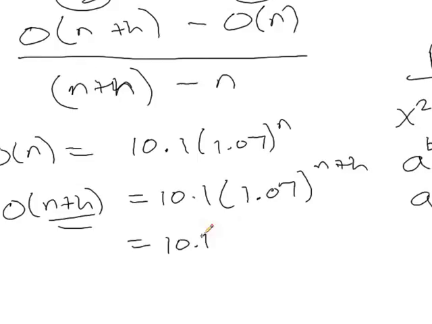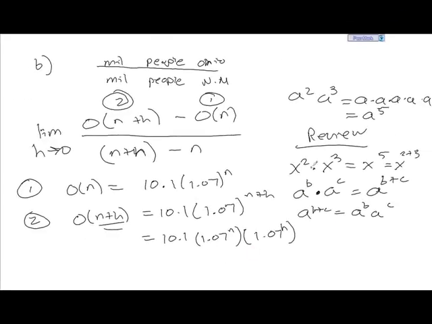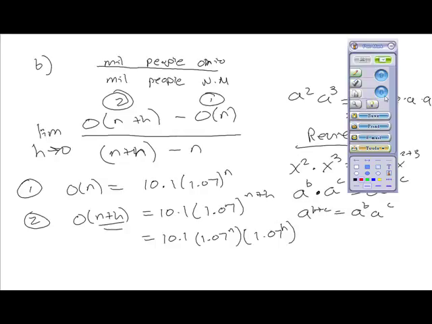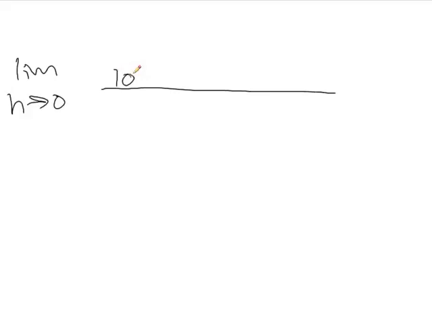So all I'm going to do here is write 1.07 to the n times 1.07 to the h, and I'm going to leave it like that, because that really just separates my n's from my h's. Okay, so what I'm going to do next is plug everything in. I'm going to write down the fact that I'm trying to figure out my little reminder that I'm going to make h go to 0 at some point when I can.